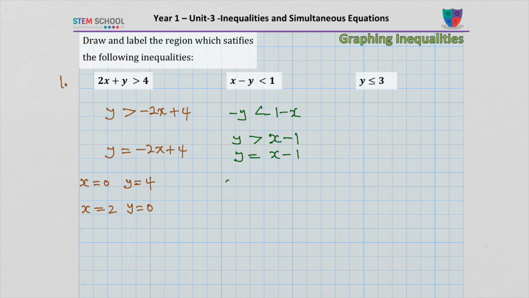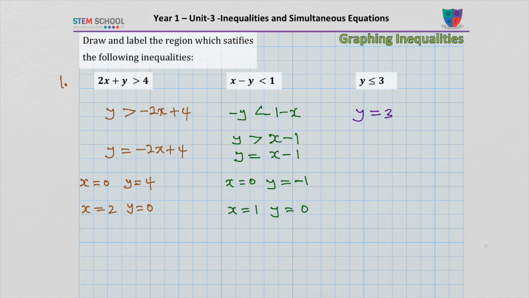When x is 0, y will be minus 1. And when y is 0, x will be 1. Because when y is 0, I just move minus 1 to this side. That means x equals 1, because minus 1 will become 1 on this side. Now this one is just y equals to 3.